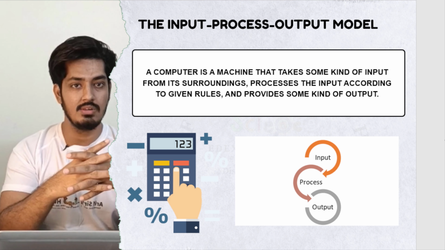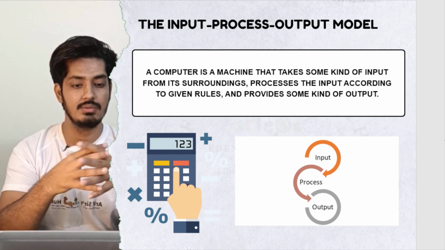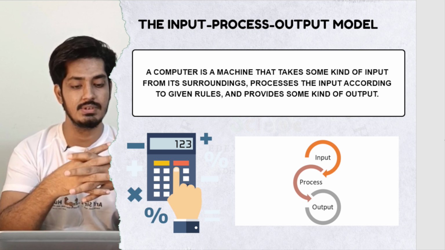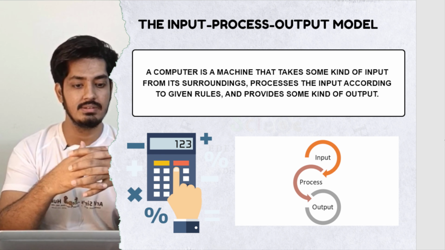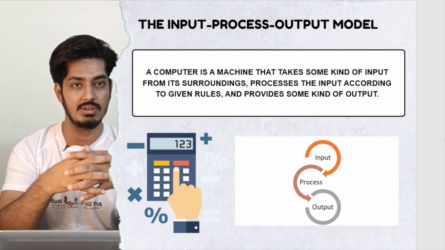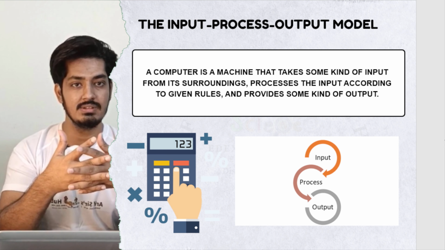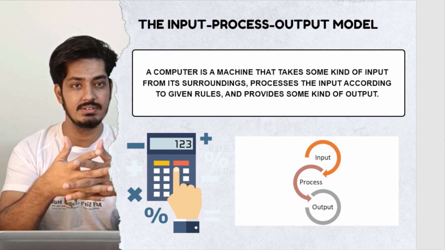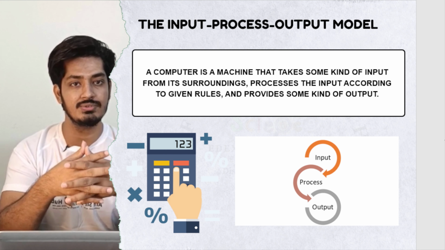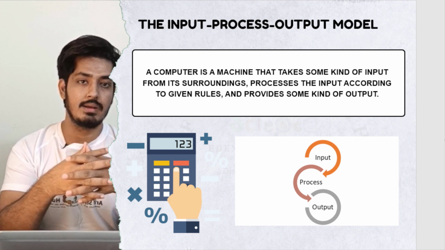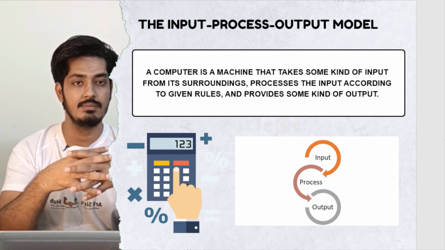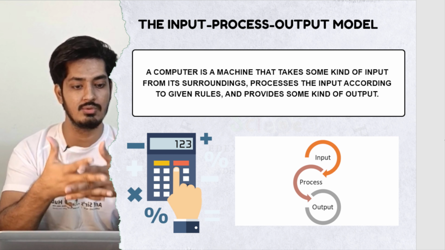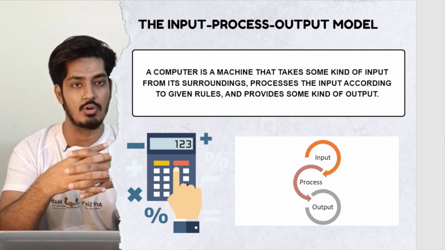First of all, we have to know the definition of computers in terms of this basic computing model. How can we define computers in terms of this model? A computer is a machine that takes some inputs from the surroundings and gives us some outputs according to some instructions. Then it should be considered a computer. This is the very basic fundamental model for computers.